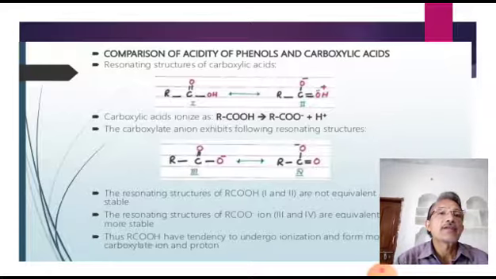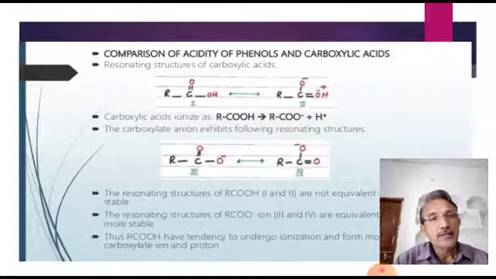Comparison of acidity of phenols and carboxylic acids. When we see the resonating structures of carboxylic acids, structure 1 represents a carboxylic acid, RC double bond OH. The resonating structure is RC double bond OH plus, O minus. Carboxylic acids ionize as RCOOH giving RCOO minus plus H plus. A carboxylic acid releases a proton more easily. The carboxylate anion exhibits the following resonating structures.